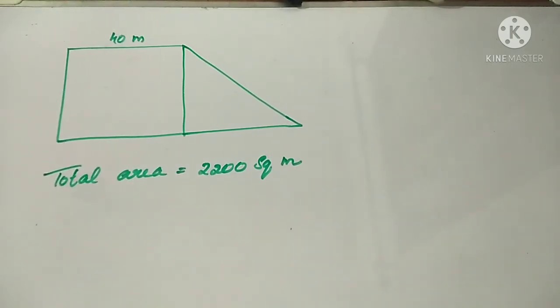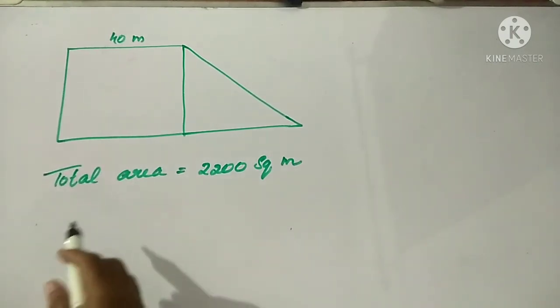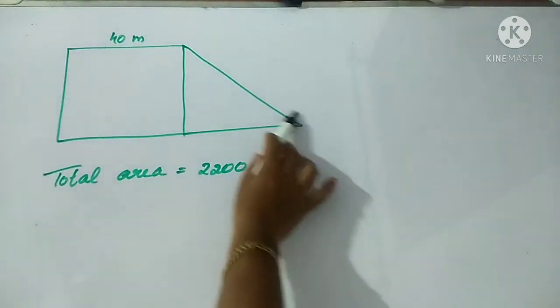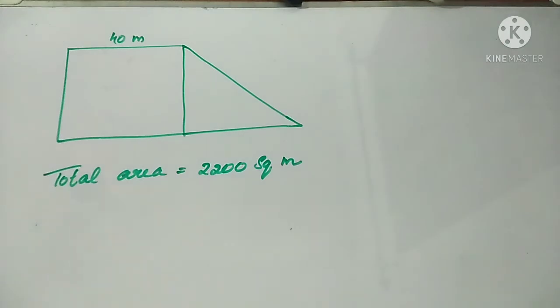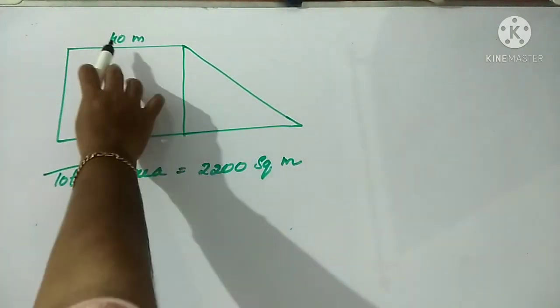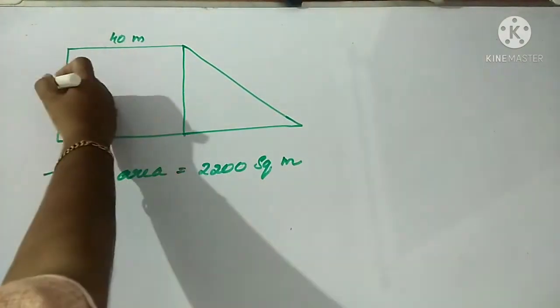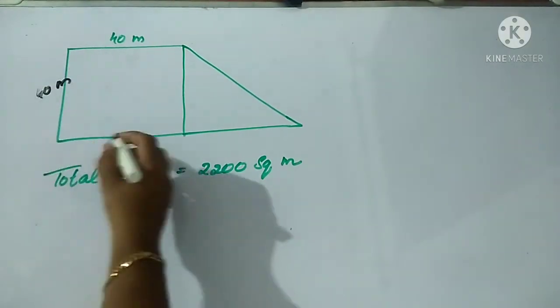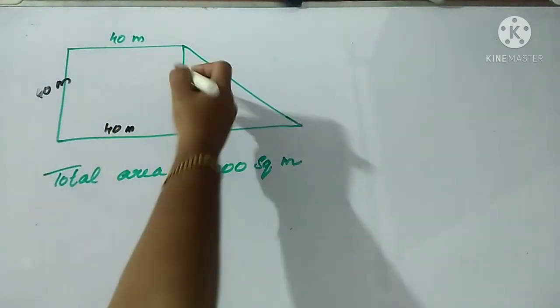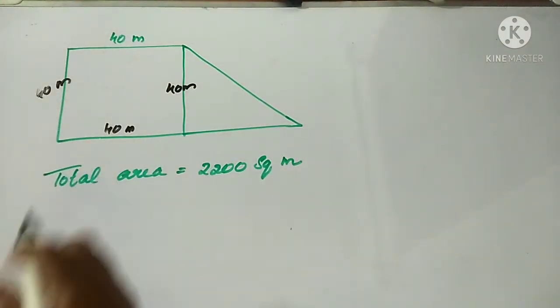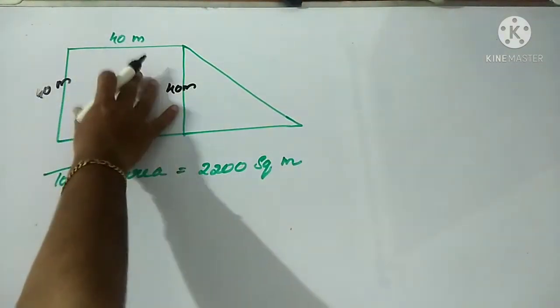We know to find the perimeter, we need to add all the sides. 1, 2, 3, 4. This much side we need to add. But there is no other clue other than the total area and one side of the square. And we know that for a square, all the sides are equal. That means here also it is 40 meter, here also it is 40 meter, and here also it is 40 meter. By using this, we can first find the area of the square part.